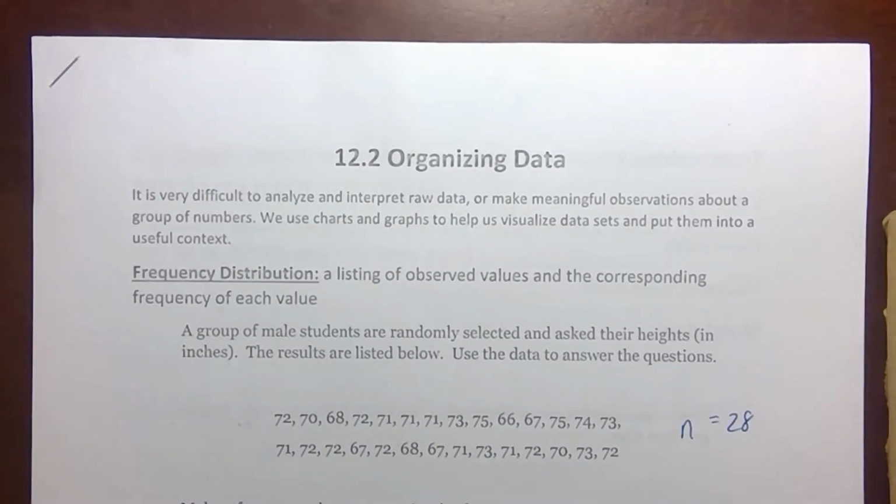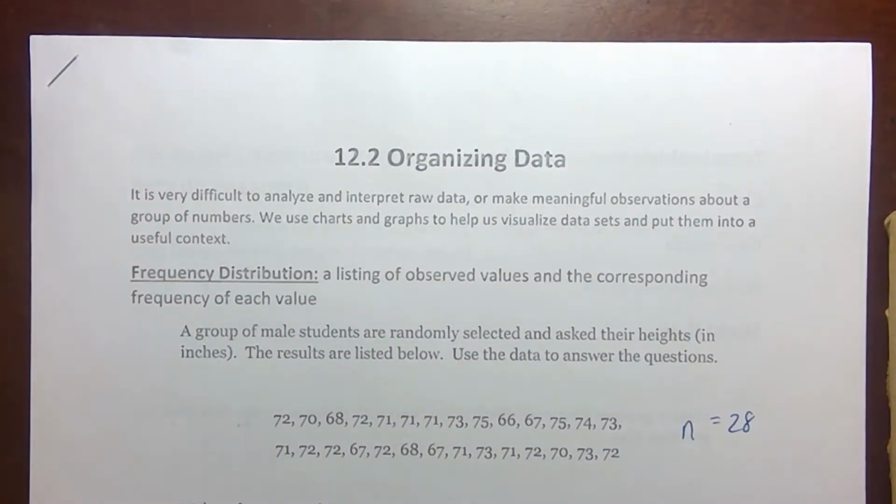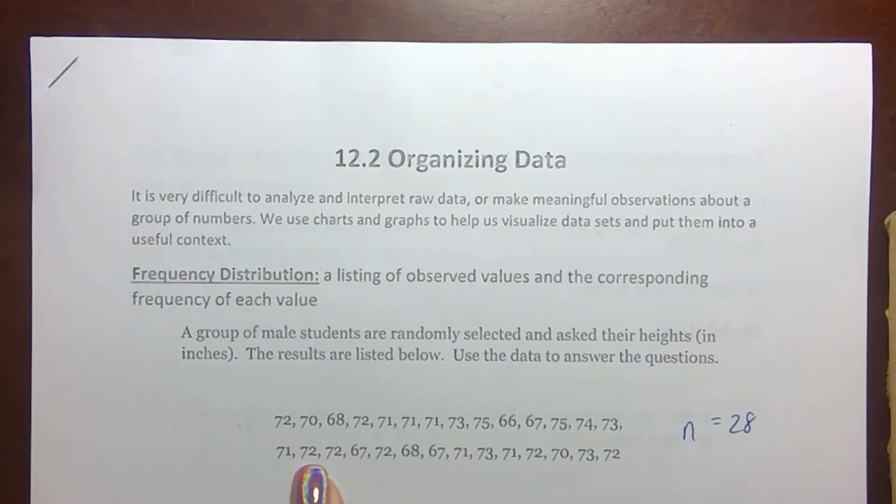All right, let's move on to our organizing data notes and talk about a frequency distribution. A frequency distribution is just a list of observed values and their frequency, how often values show up. I've given you a data set based on the height of a group of male students. Just for reference, 5 foot tall is the same as 60 inches. These heights are given in inches. So 72 inches is 6 foot tall.